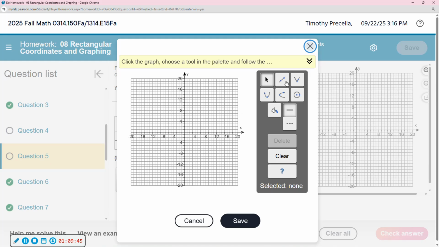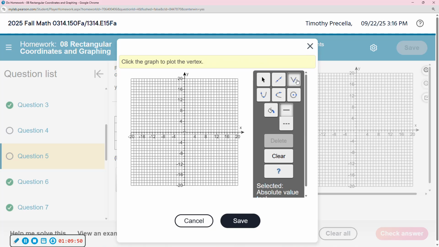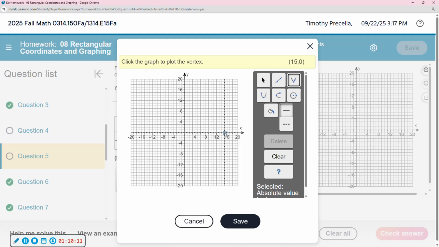Let's see. Here's the one that says absolute value. So I click there, and what does it say? It doesn't say click to plot the first point. They say plot the vertex. Which one of those was the vertex? 9, 0. You've got to plot that vertex first. Am I at 9, 0? Yes.